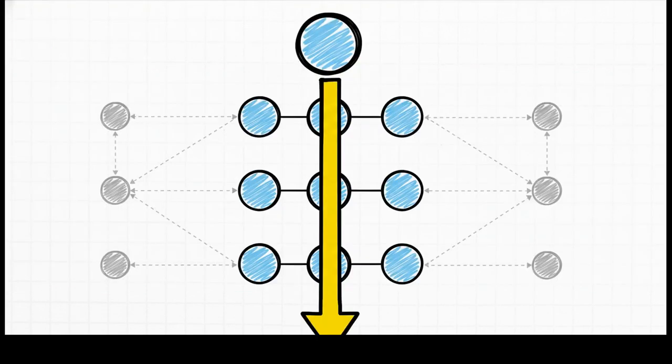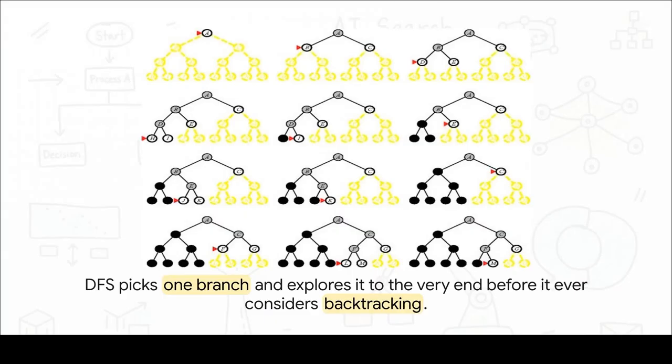Okay, now let's do a complete 180. The other approach is Depth First Search, or DFS. And if BFS was our cautious explorer, DFS is like a determined cave diver. It picks one tunnel and just goes for it, diving as deep as it possibly can down that one single path before it even thinks about coming back to try another one. And you can see that exact behavior right here.